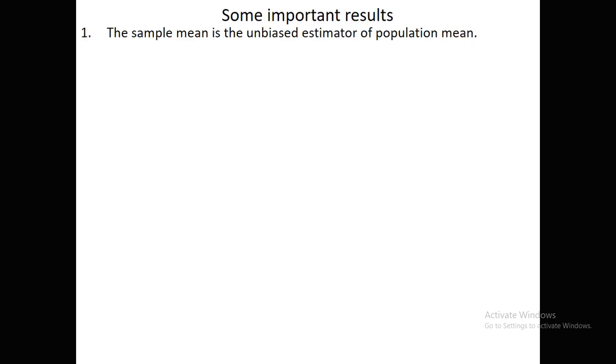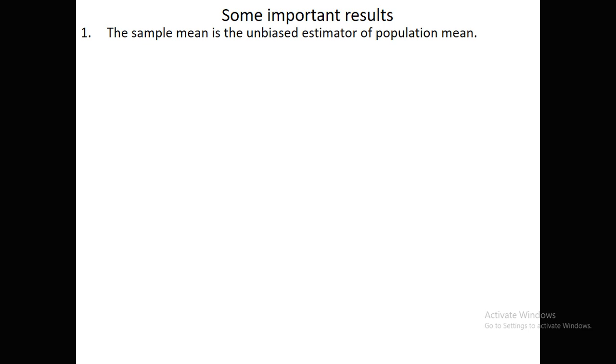Here we will discuss some important results. The first result is that the sample mean is an unbiased estimator of the population mean. So let me first of all understand the question. What is the sample mean? The sample mean is a measure of the sample, that is, it is a statistic. And what is the population mean? The population mean is a measure of the population, that is, it is a parameter. So one is a statistic, another one is a parameter. So the question is, the sample mean is an unbiased estimator of the population mean.